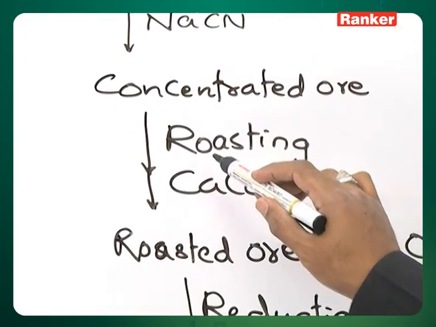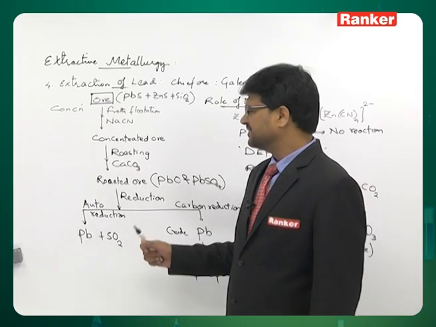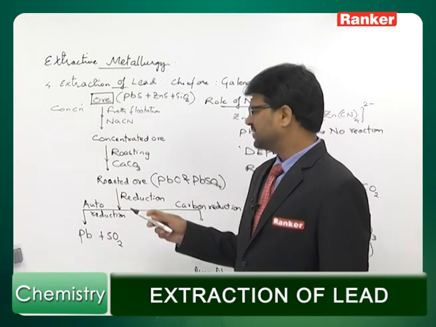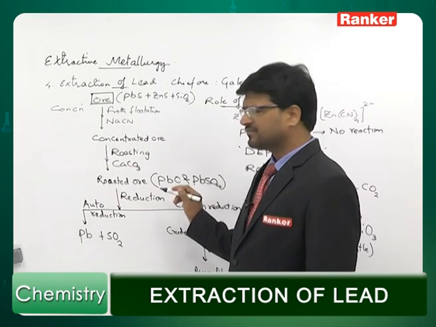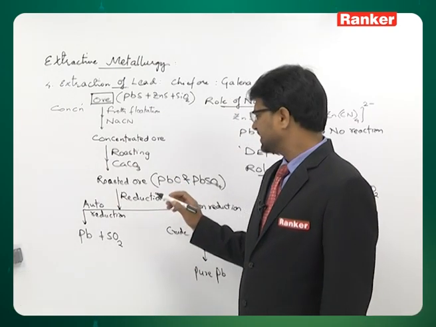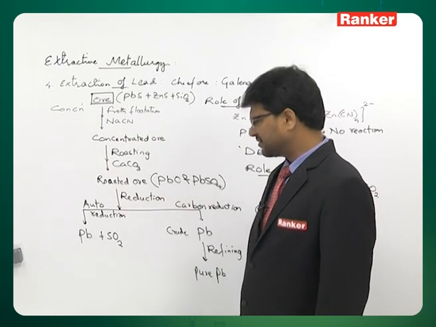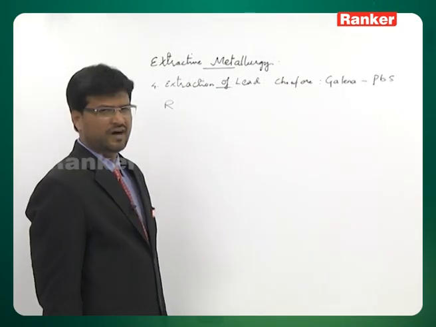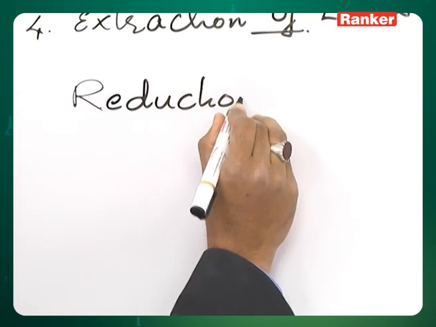Then we do roasting. During roasting, we heat the ore in a presence of excess of air. This will remove all the moisture, this will remove all the volatile impurities, and this will transform sulphide into oxide. To some extent, it will also get oxidized to sulphate. Then we do reduction. We have two pathways, as we said, auto reduction and carbon reduction. Let us elaborate on that. See how reduction is done.